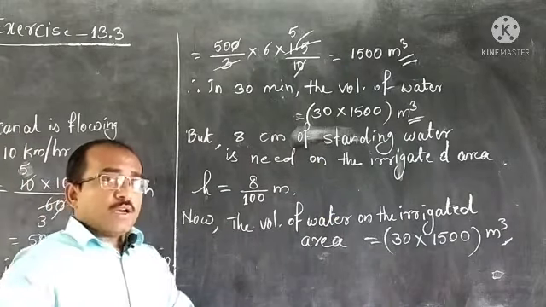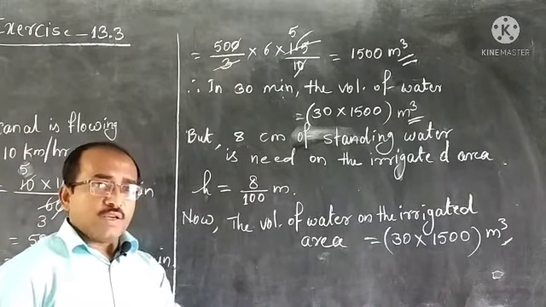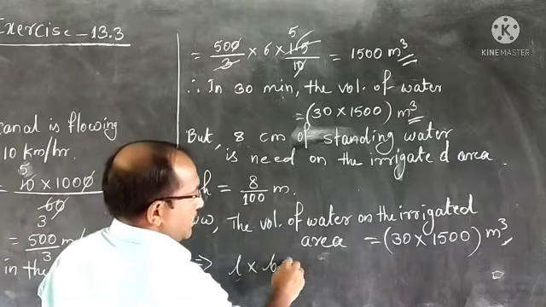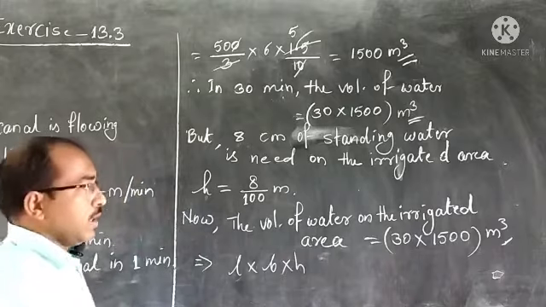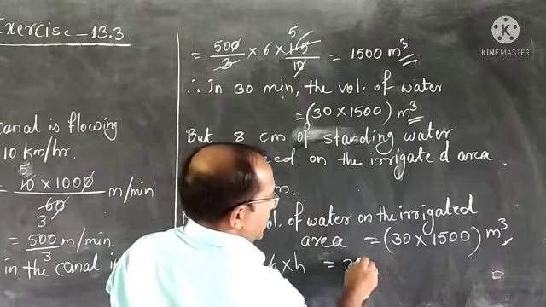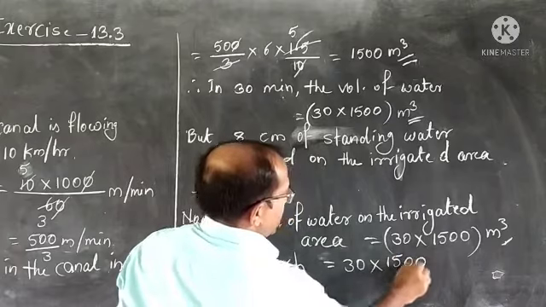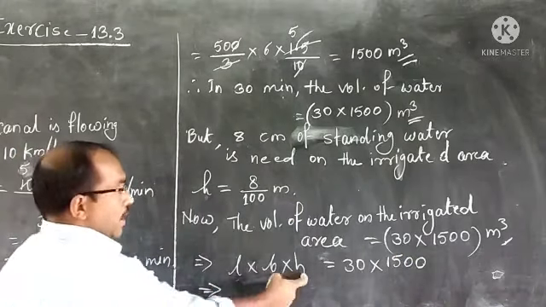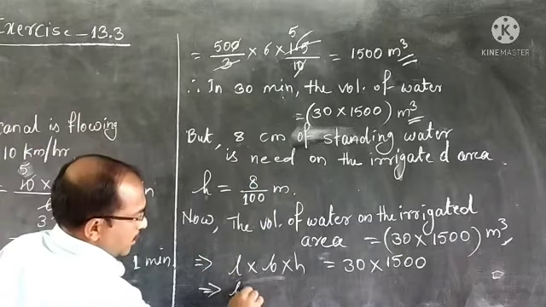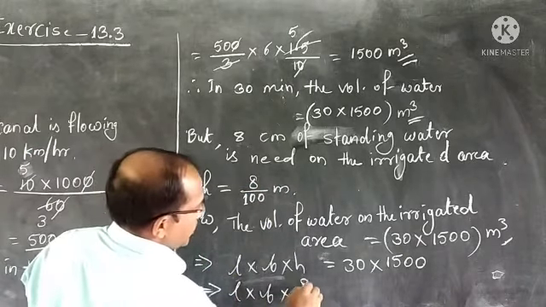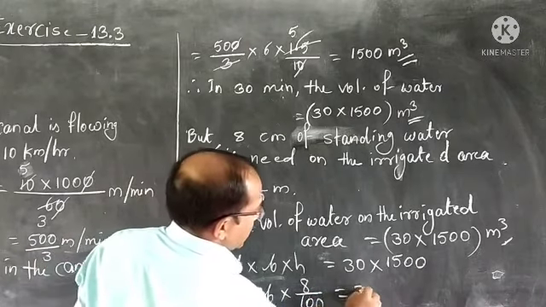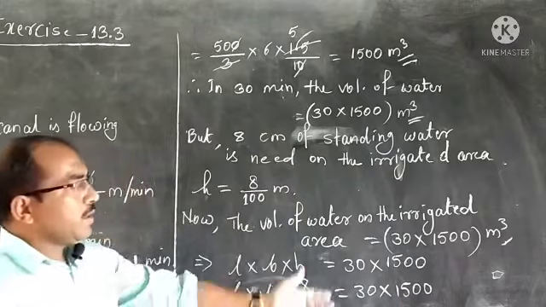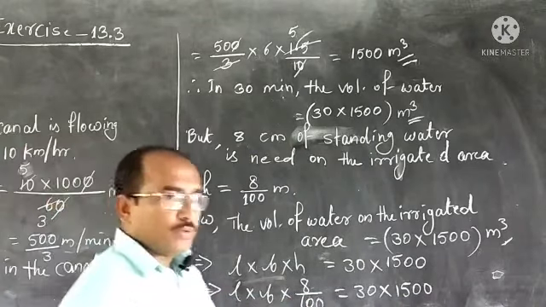So, the particular land will have length and breadth, and the standing water is the height. So, we will use the formula length into breadth into height only. It will take the shape of a cuboid, and that is 30 into 1500. Length and breadth together give us area, you know that, and height is 8 by 100. So, length and breadth we keep here, and height we use 8 by 100, that is 30 into 1500, and the rest is only simplification. 8 by 100 we take to the RHS, and length into breadth will give us the area.